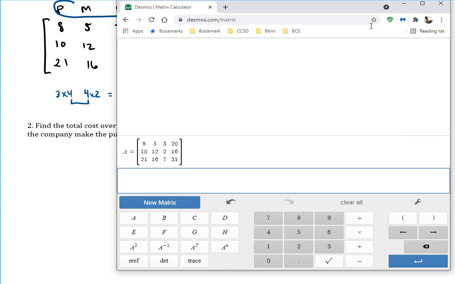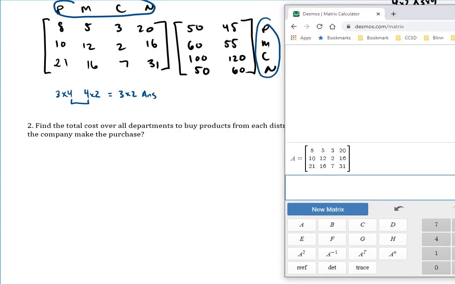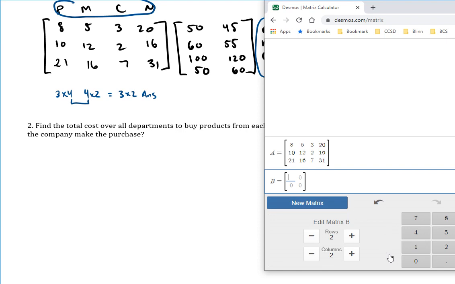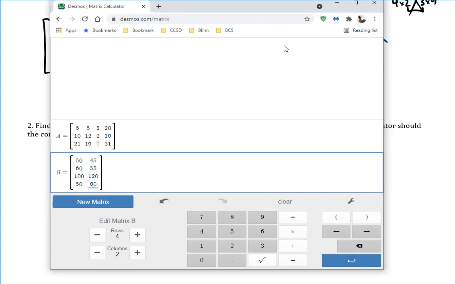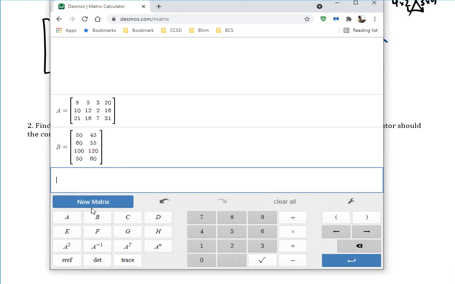So you can't see everything, but there's enter. And then let's make our second matrix. Okay, so new matrix. This has 4 rows and 2 columns. So we have 50, 45, 60, 55, 100, 120, 50, 60. And then there it is, and we press enter.